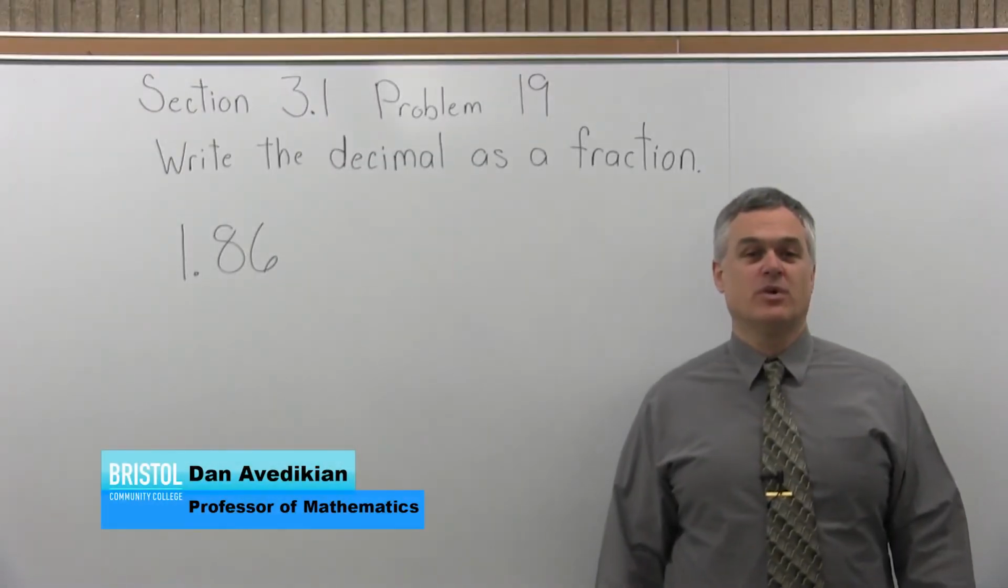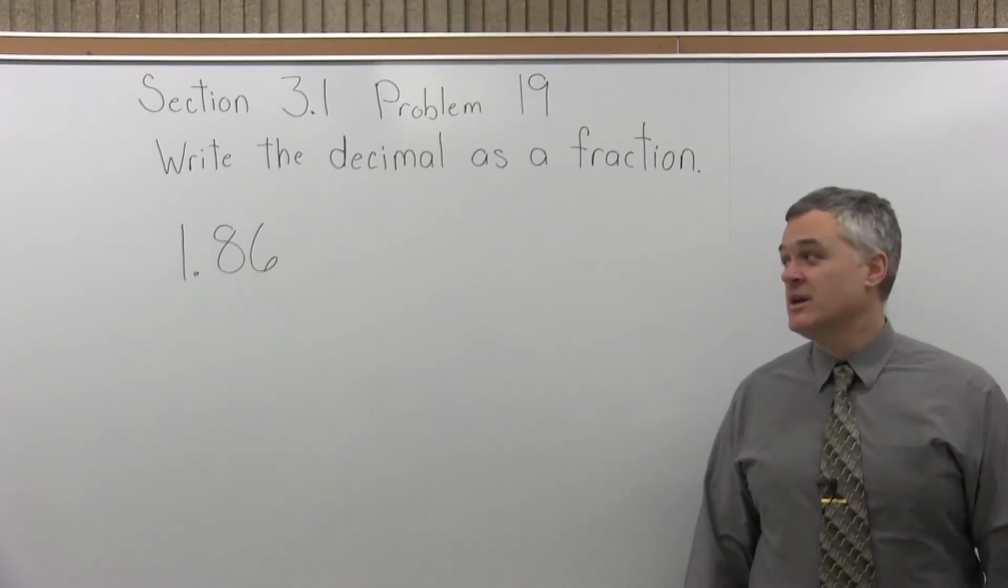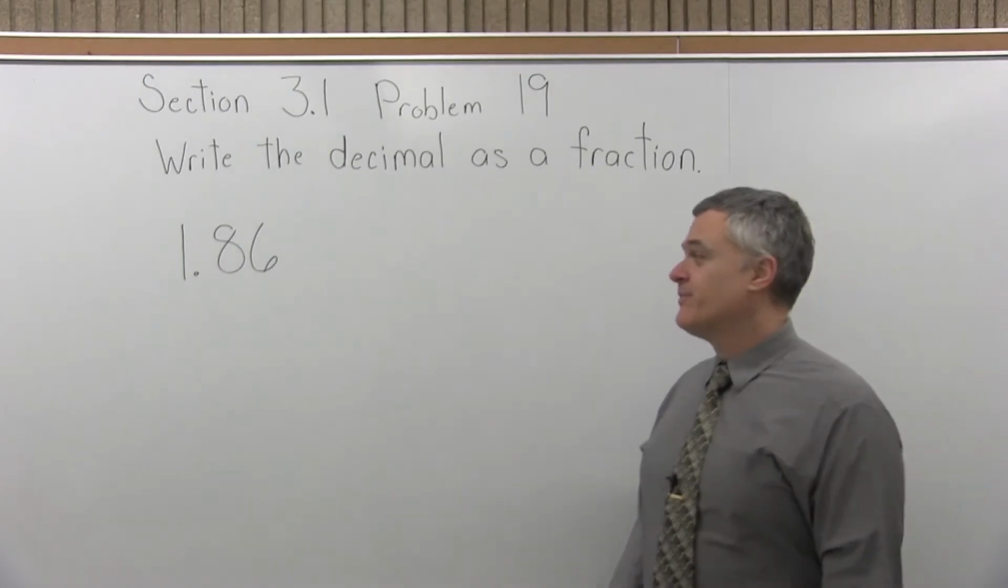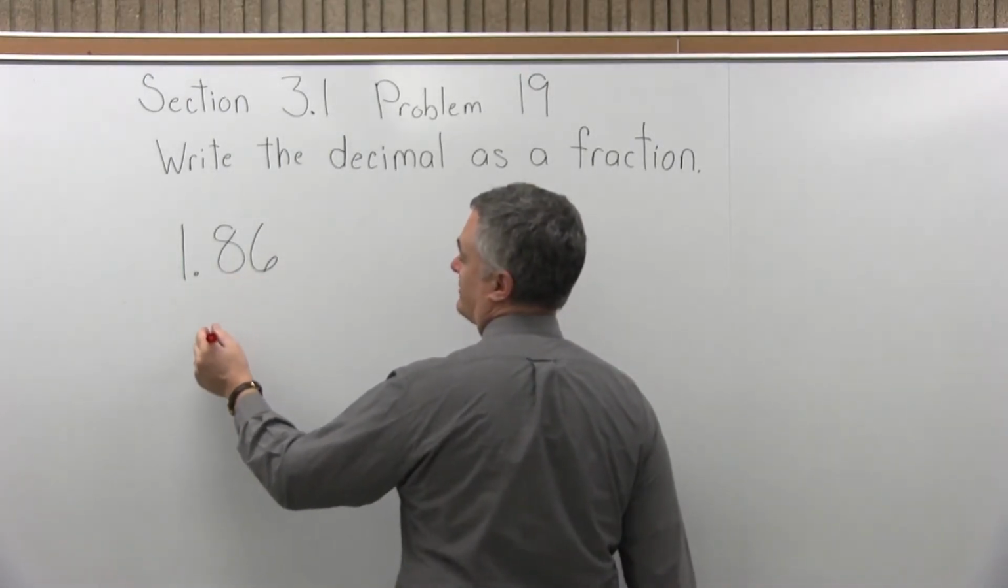This is Section 3.1, Problem 19. It says write the decimal as a fraction, and our decimal for this problem is 1.86. So there's a four-step process to convert 1.86 into a fraction.